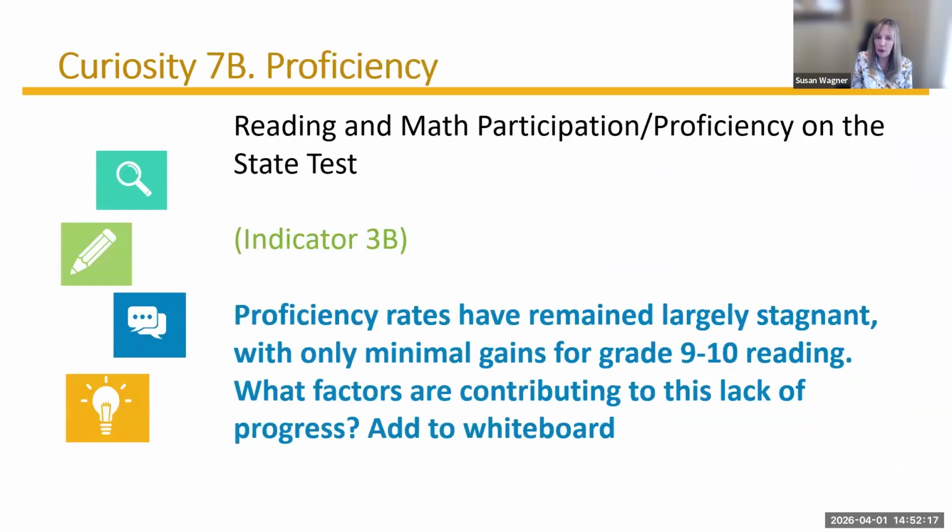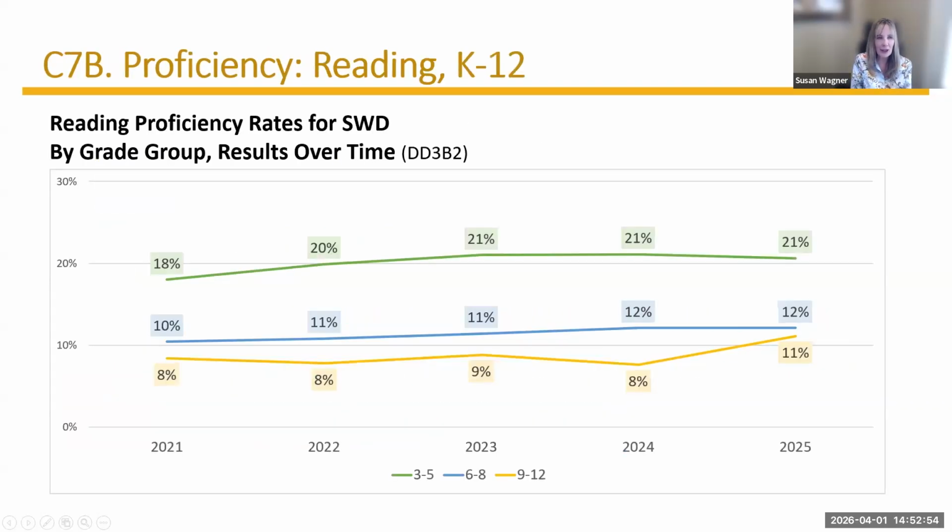All right, but let's move on to proficiency. So we're going to talk about indicator 3B, which is the reading and math proficiency rates on the regular state assessment. And our question here is related to what we talked about for indicator 5. Proficiency rates have remained largely stagnant with only minimal gains for grades 9 through 10 reading. What factors are contributing to this lack of progress? I did add it to the whiteboard, but you will see that in a moment. But let's look at the trends over time.